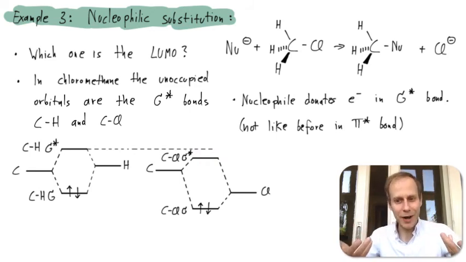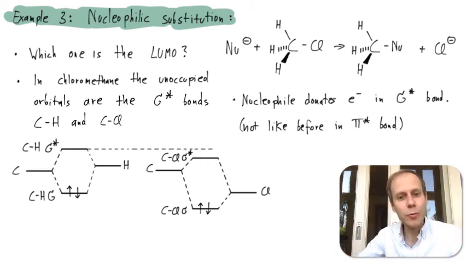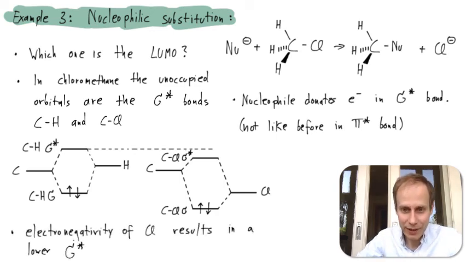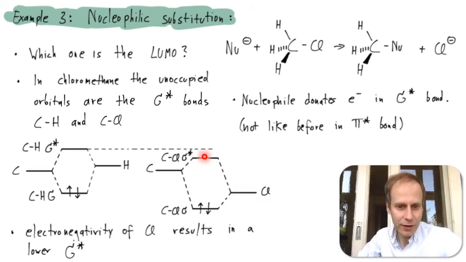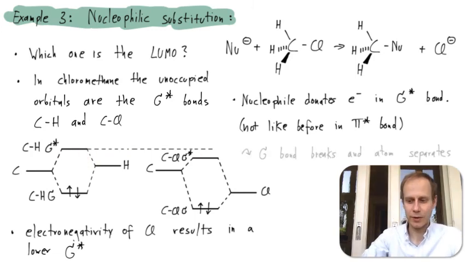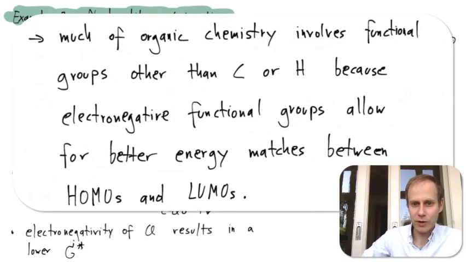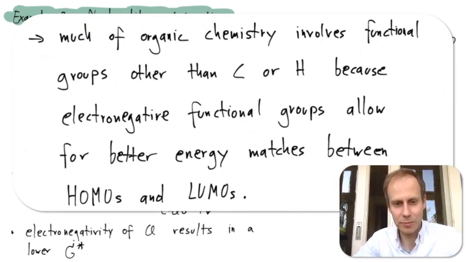Well, and therefore our answer is there. The LUMO must be between the carbon and the chlorine, right? Since it's lower, it's a lower unoccupied molecular orbital. So the electronegativity of the chlorine causes the sigma star to be lower for the CCl compared to the CH, right? So now the sigma bond between the C and the Cl will break and the atoms will separate, and the nucleophile reacts with this sigma star.